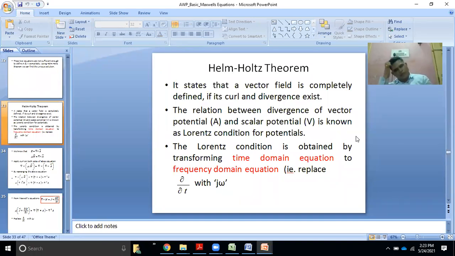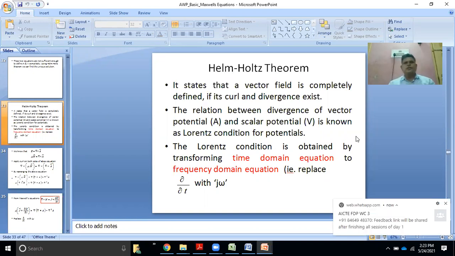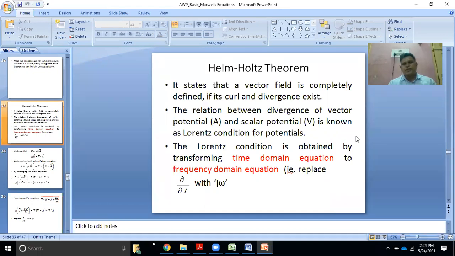Okay, what is the scalar potential? The scalar potential is the potential surrounding static charge particles. If there is a static charge particle, the potential surrounding it is a scalar potential. If the charge particle is a dynamic charge particle, then the potential surrounding that charge particle is a vector magnetic potential, or simply you can say vector potential.